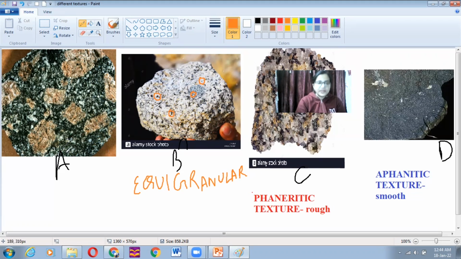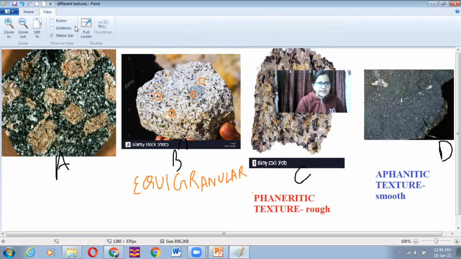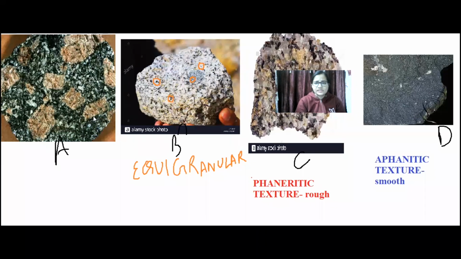Whereas in point A, can I say that there are large crystals which are found within the mesh of the smaller crystals? It looks like the large crystals are caught up in the mesh of the smaller crystals. You may ask why the small crystals are not caught in the mesh of the large crystals.